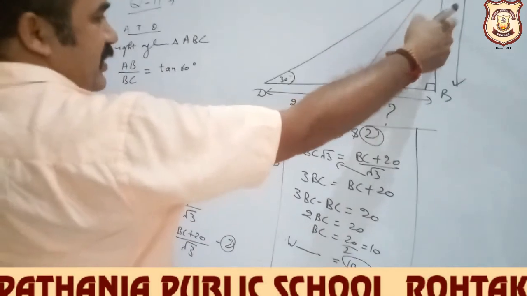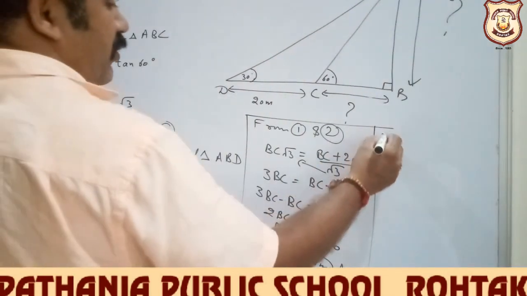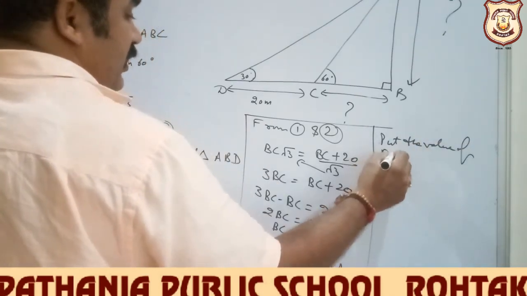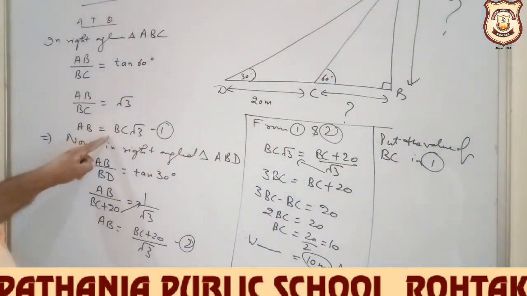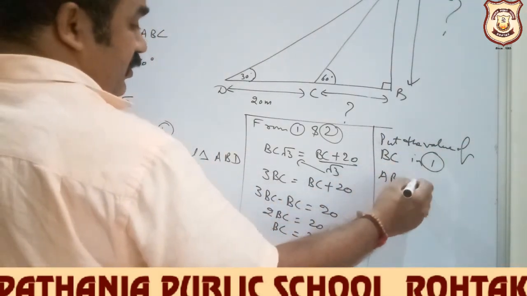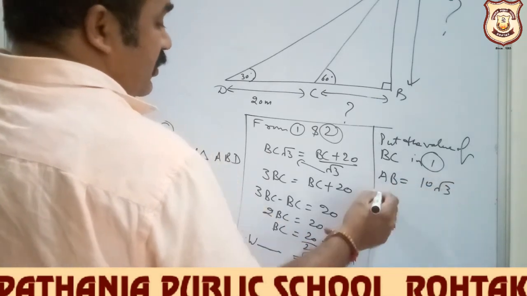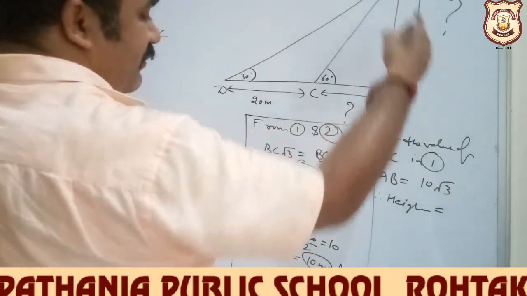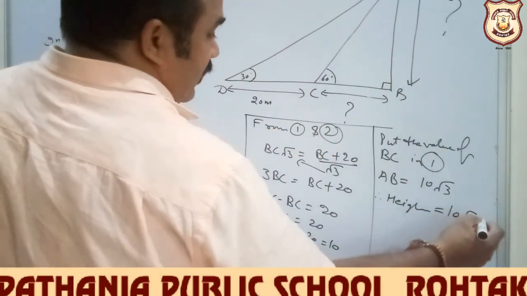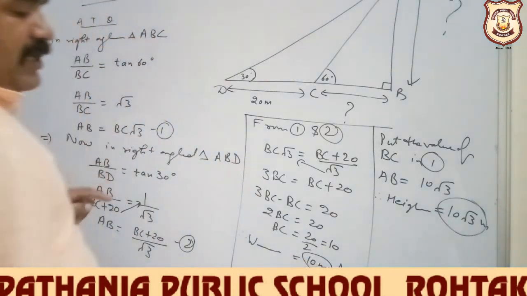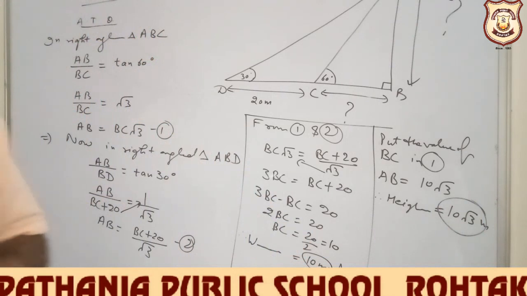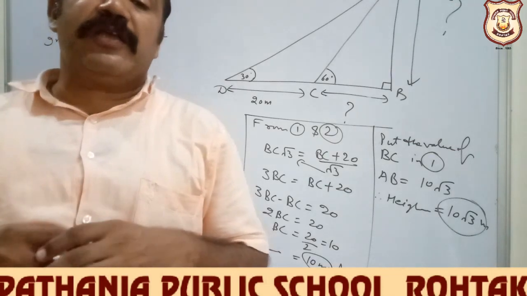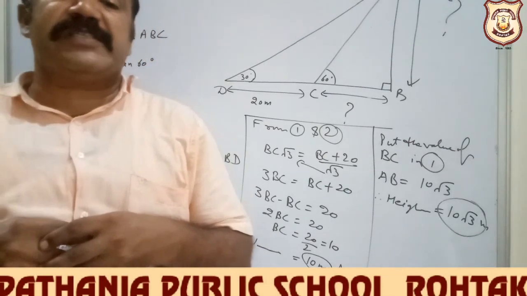One more they are asking, AB. Put the value of BC in first. Here AB equal 10 root 3. Therefore height of the tower is 10 root 3 meter. So students, 10 meter and 10 root 3 meter are your answers. So complete and revise your work till question number 11 of exercise 9.1.